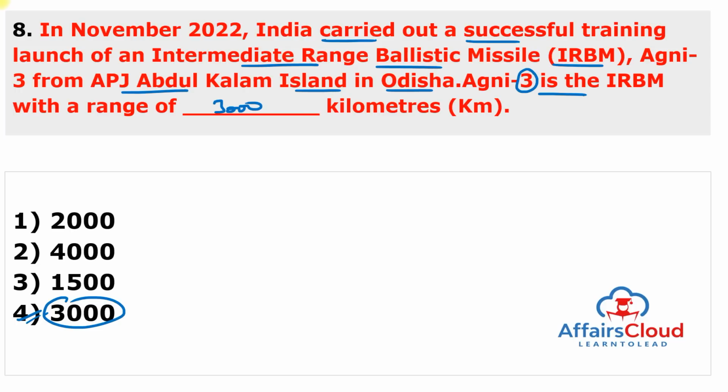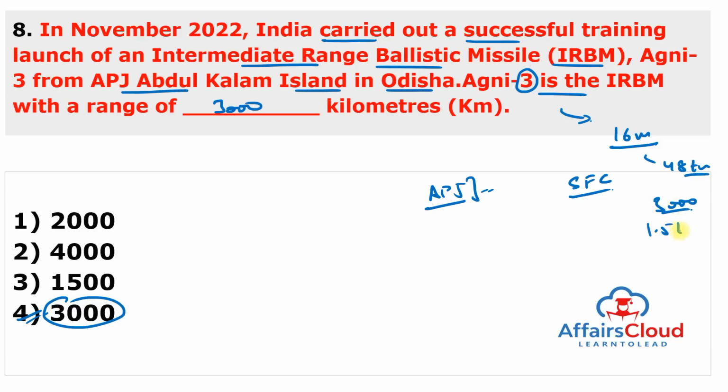So India carried out a successful training launch of an intermediate range ballistic missile known as Agni 3 from the APJ Abdul Kalam Island in Odisha, and the test was a part of the routine user training launches carried out under the aegis of the Strategic Force Command, which controls, manages and administers the nuclear forces of India. And Agni 3, the third entrant in the Agni missile series, is a 16-meter long missile weighing more than 48 tons and has a range of 3000 km, and it is capable of carrying a payload of over 1.5 tons.